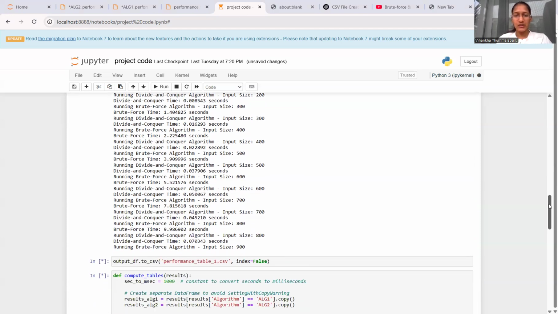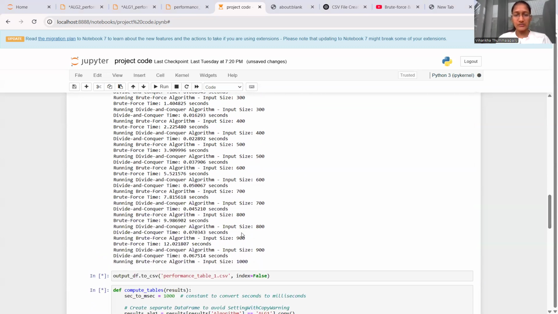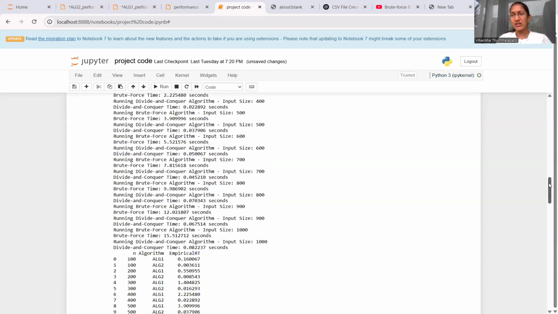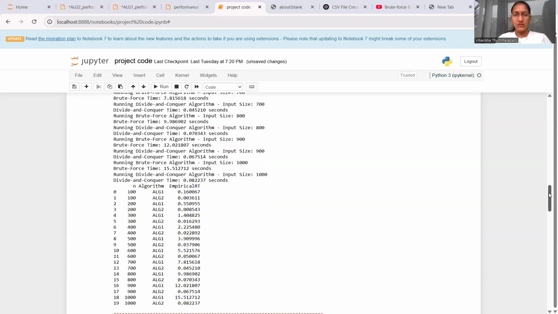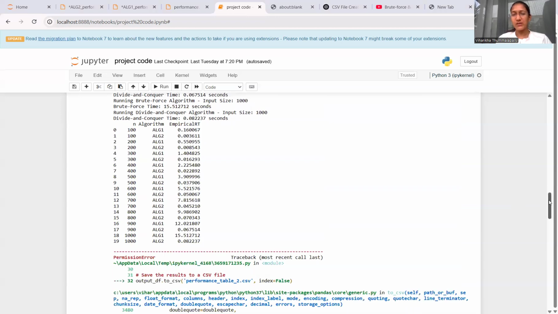Yeah, it's taking time. You can see for 902, it's 12 seconds, but for divide and conquer, it's only 0.06. When you compare, this is a low input we have taken right now. But if you see for the bigger number of inputs, then you can see the clear differences. It took hours of differences right now. So for 10,000, you can see 15 seconds the brute force algorithm took, but it's only 0.0 seconds for the divide and conquer. You can see the big differences.